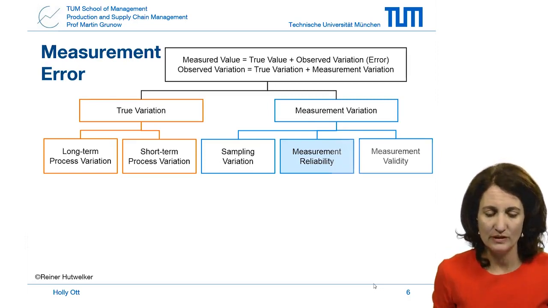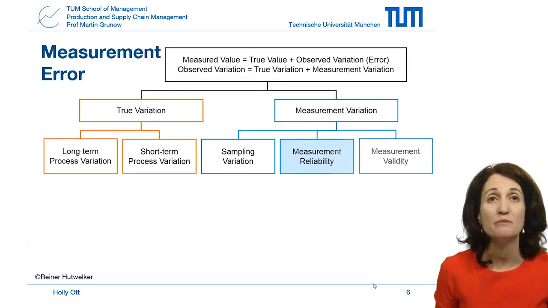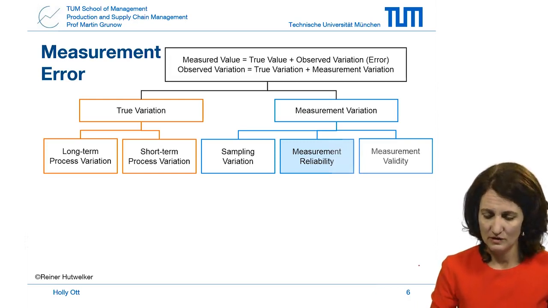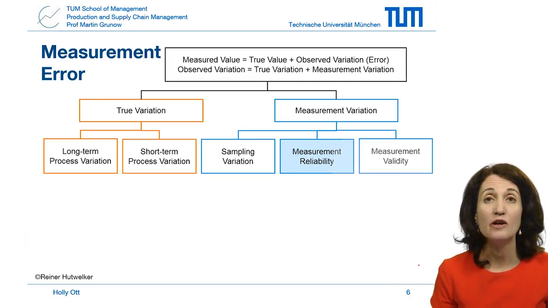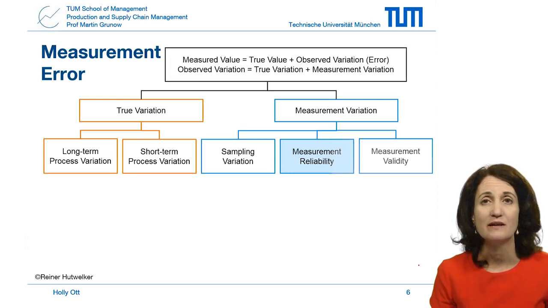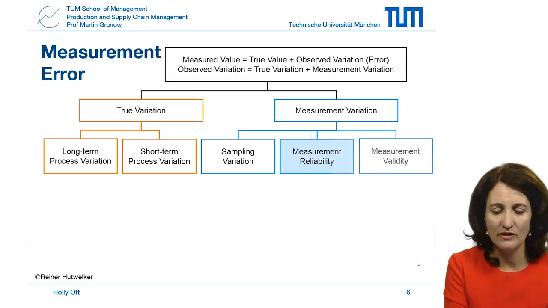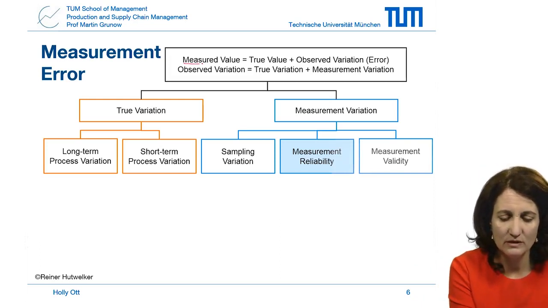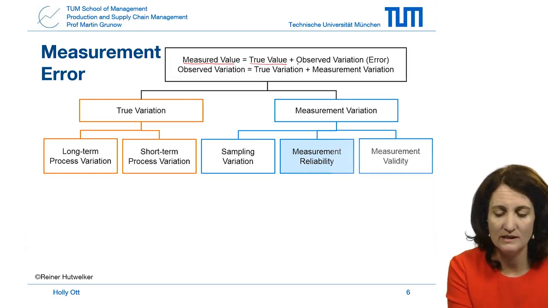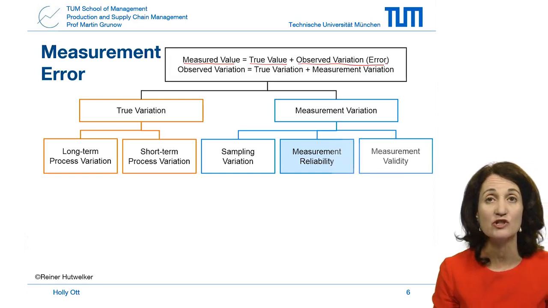Now, let's go through this graph together. We want to understand what we mean by measurement error or measurement variation. We've seen the variability in measured data is quantified using the standard deviation of the distribution of the readings. This is often referred to as error standard deviation or simply the error. So when we have a measured value, that measured value is comprised of the true value plus any observed variation or observed error.